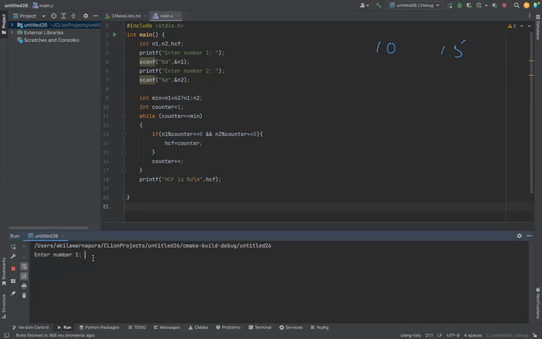Take another example. Let's say 9 and 27. Highest common factor is 9. Another example, 11 and 20. Highest common factor is 1. Because for 11 and 20, 1 is the highest common factor. In between, 11 cannot be divisible. 11 and the 20. Okay, any questions up to here?